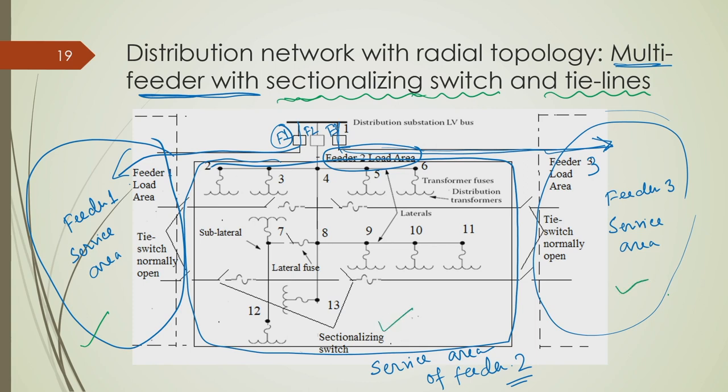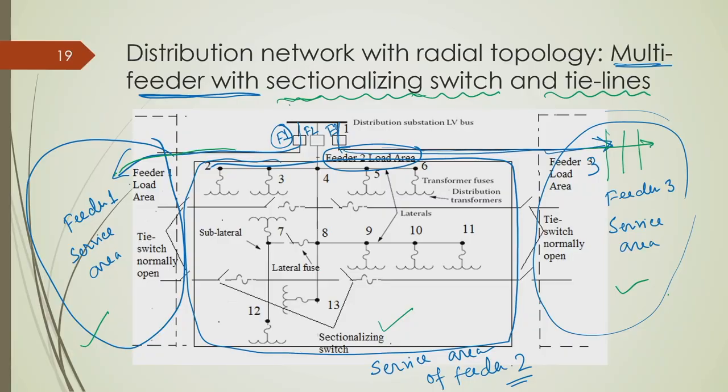Now, inside their service area we have, as you can see, a number of laterals connected to the main. This is the main feeder, which is connected to a number of laterals and a number of nodal points, number of nodes, etcetera. And also each node is associated with one particular distribution transformer, which basically provides the utilization voltage of the loads. Okay. Now, as I said, we have an important concept at this point.